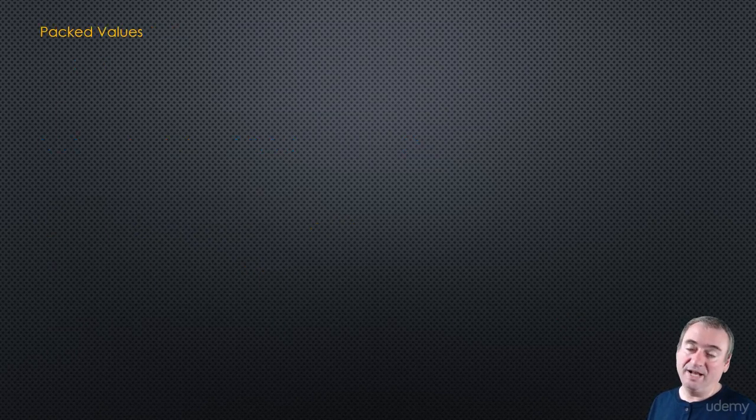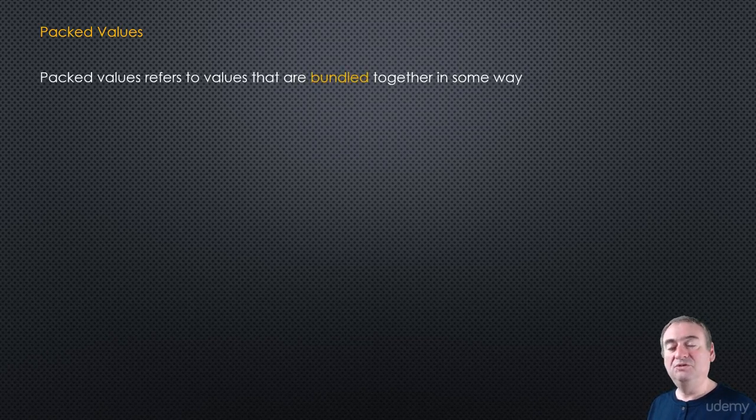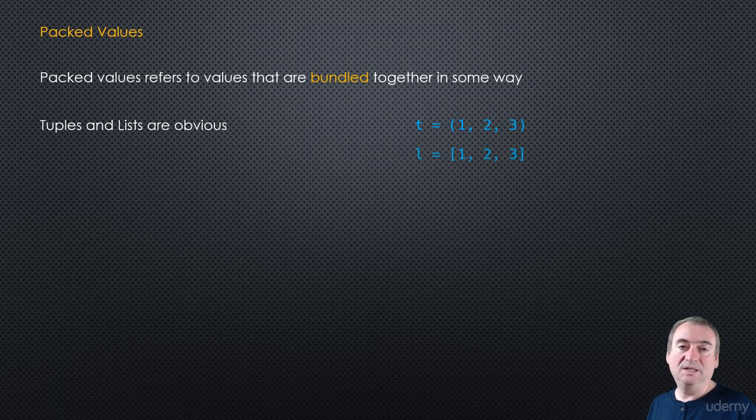All right, so packed values. First, let's take a look at what we mean when we talk about unpacking. So what do we mean by packed values? Well, packed values refers to values that are bundled together in some way, right? It's kind of a very vague definition. So tuples and lists are obvious. They've got a number of bundled values. This tuple has 3 values in it. This list has 3 values in it.